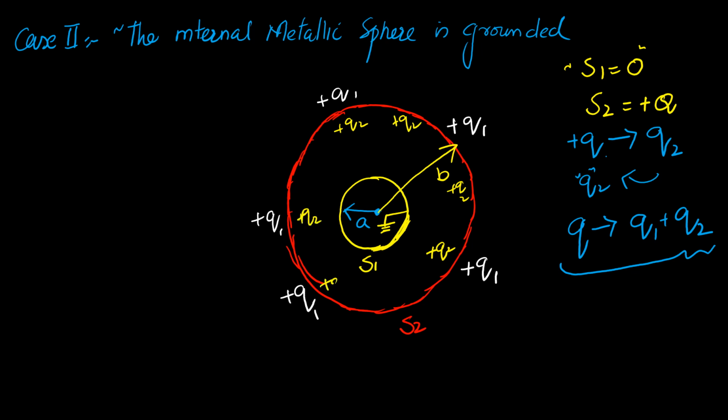Now, due to this induced positive charge on the interior surface of the S2 sphere, there will be a production of opposite charges on the surface of S1, and these charges will be negative charges of the same magnitude as the plus Q2 charge. So these negative charges will be generated because of the plus charges present at the interior surface of the sphere S2.